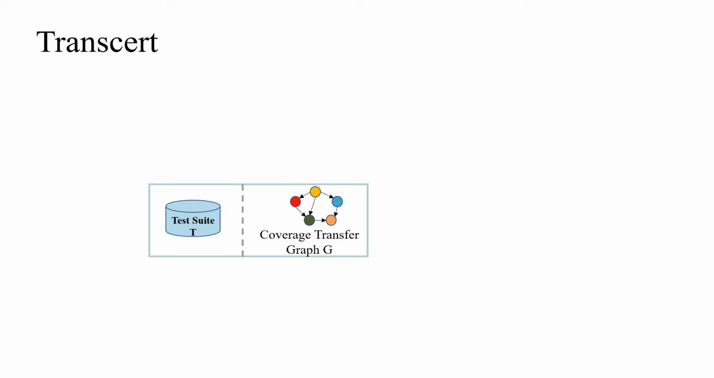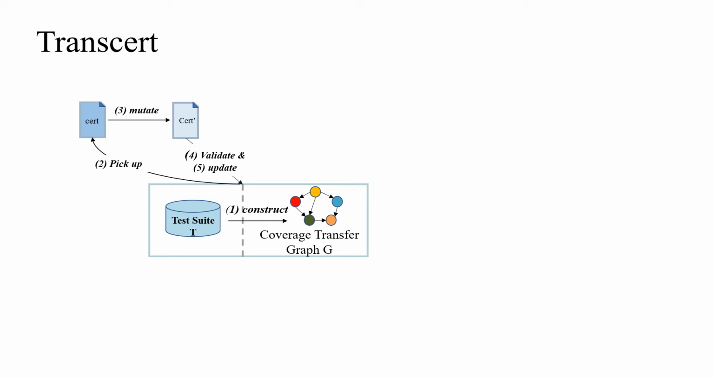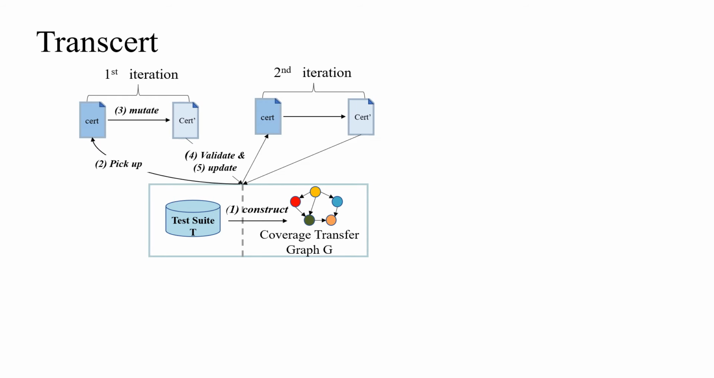T-cert directs the mutation process via coverage transfer graphs. Firstly, we construct a coverage transfer graph by collecting coverage information of seed certificates on reference certificate validators. Then we pick a certificate sample from the test suite. Thirdly, we mutate the chosen cert to a new cert, validate the new cert on the validator and collect the coverage information, add the new cert into the test suite and update the graph. The above steps are repeated, allowing the test suite to increase and the coverage transfer graph to be updated dynamically.